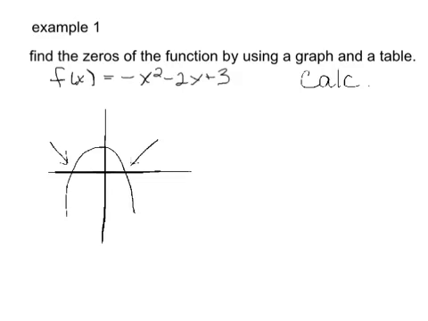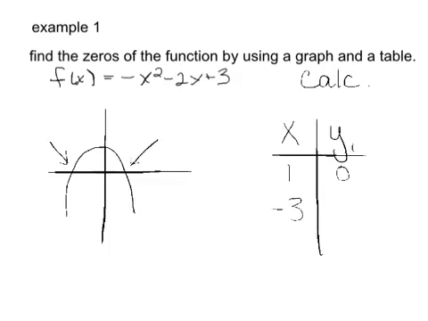So I'm going to hit second table and look at the table in my calculator. And we're looking for y is 0. So x is 1, y is 0. Now let's go negative. X is negative 3, y is 0. So the zeros are 1, don't do that, hold on. We don't want it to look like an ordered pair. The zeros are 1 and negative 3.